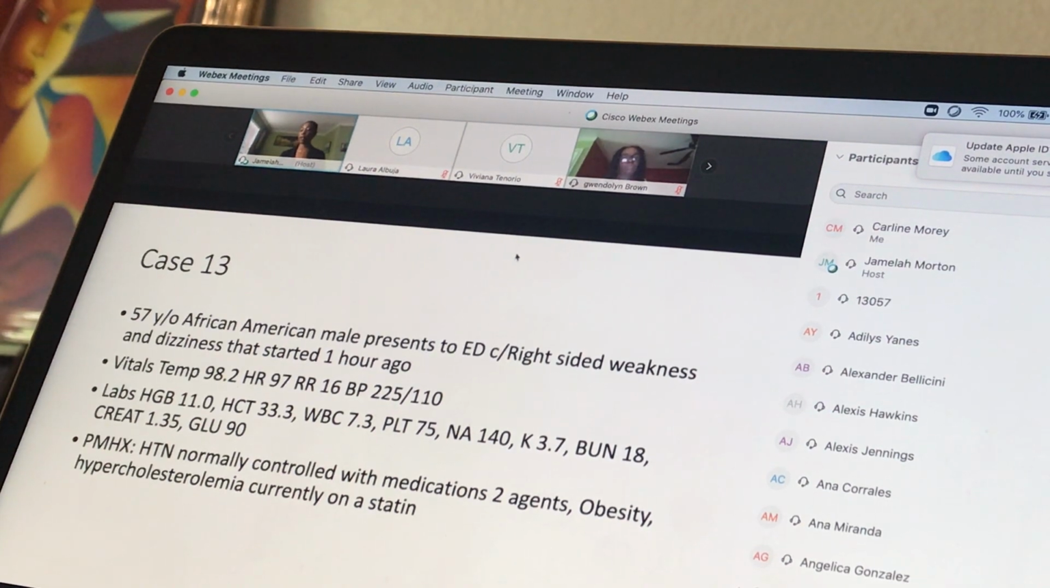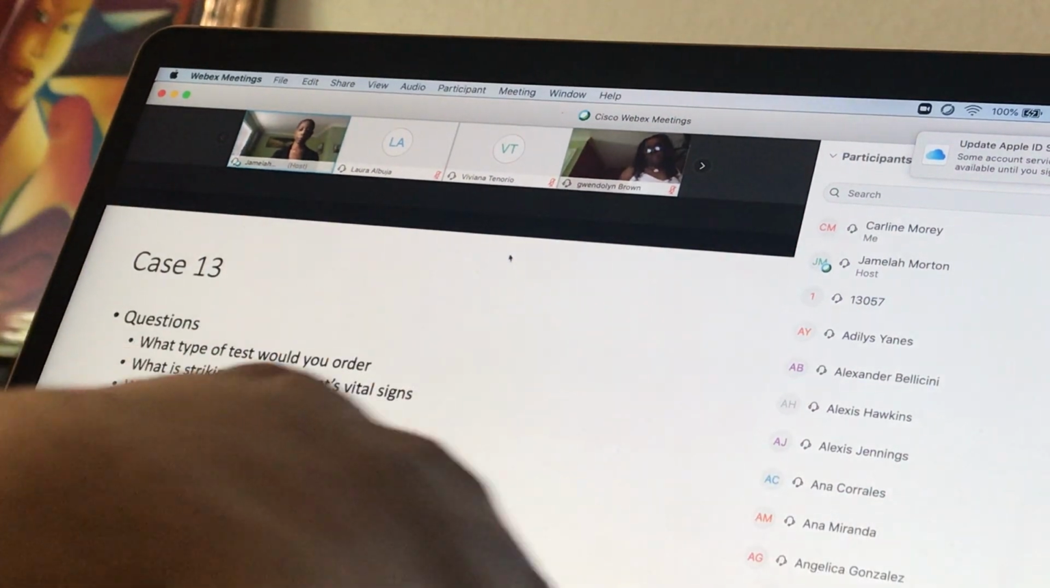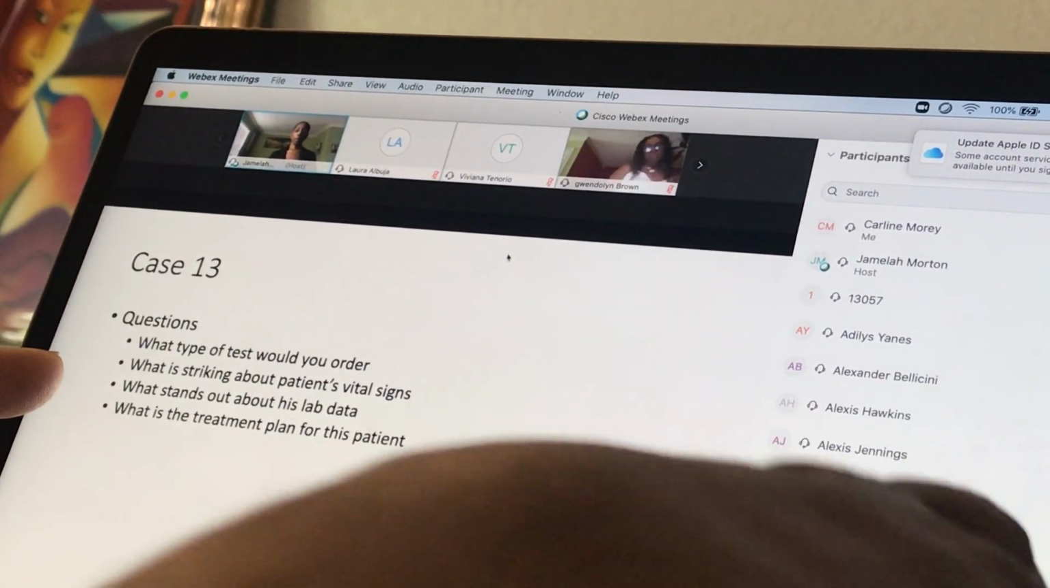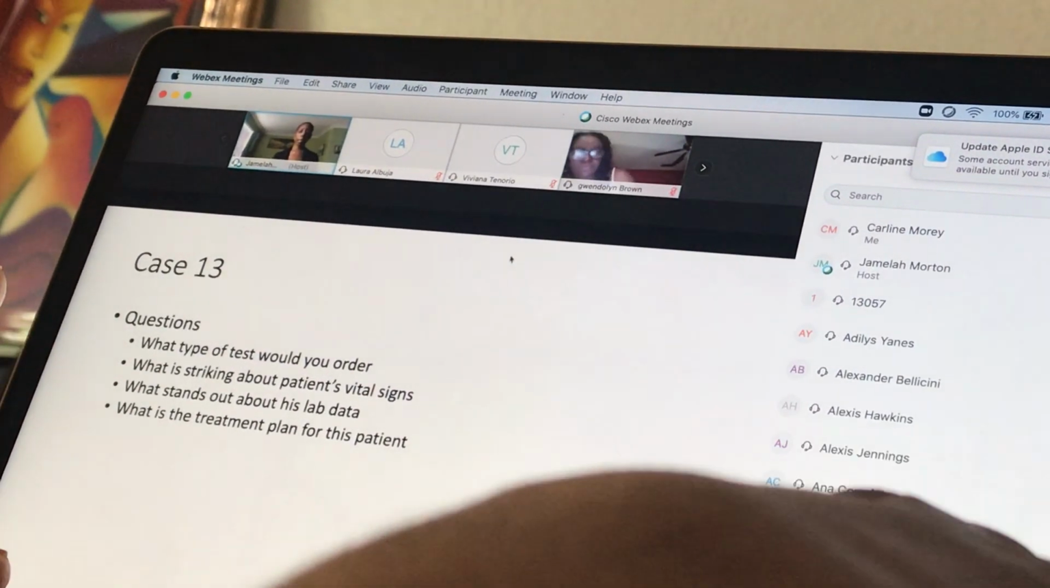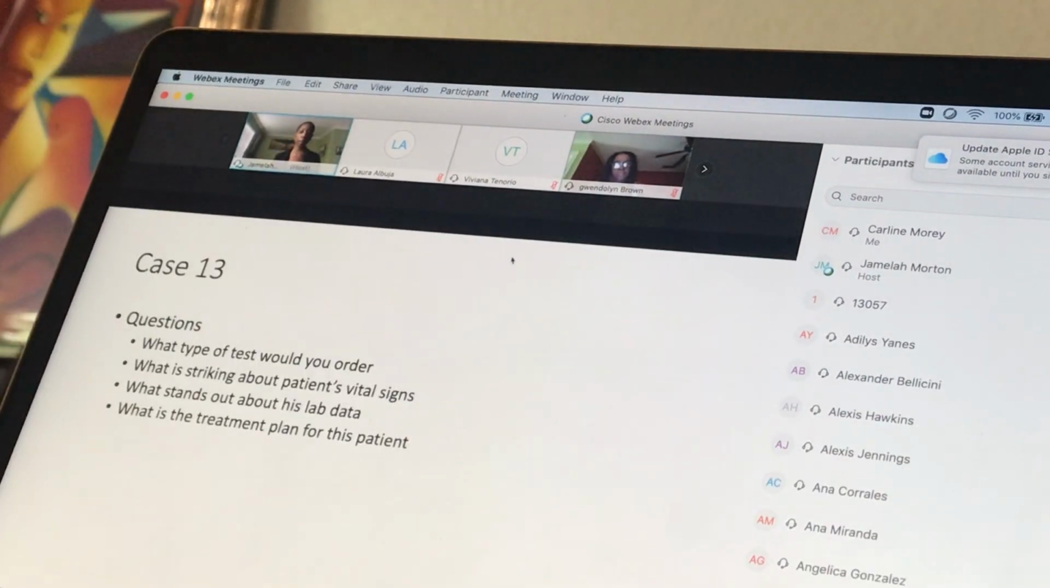What's the first thing that you're thinking? This patient probably has a bleed. Okay. What type of test would you order? We said we need to get it fast. So definitely we're going to get a CT of the brain.